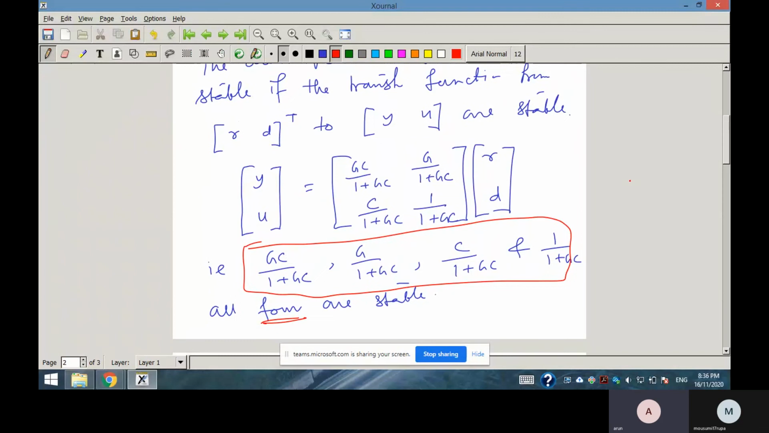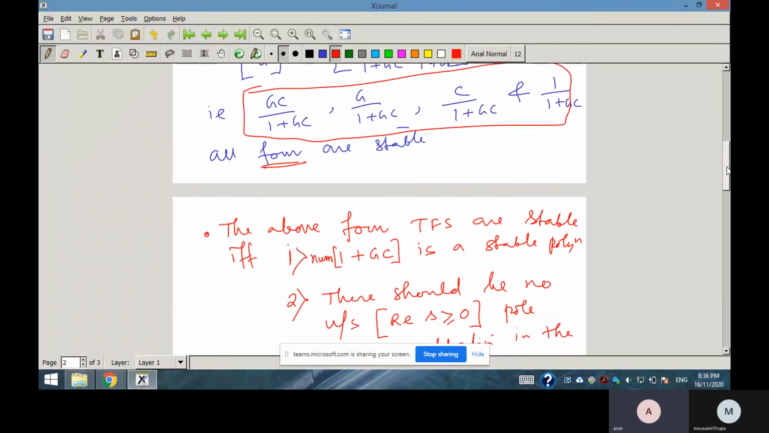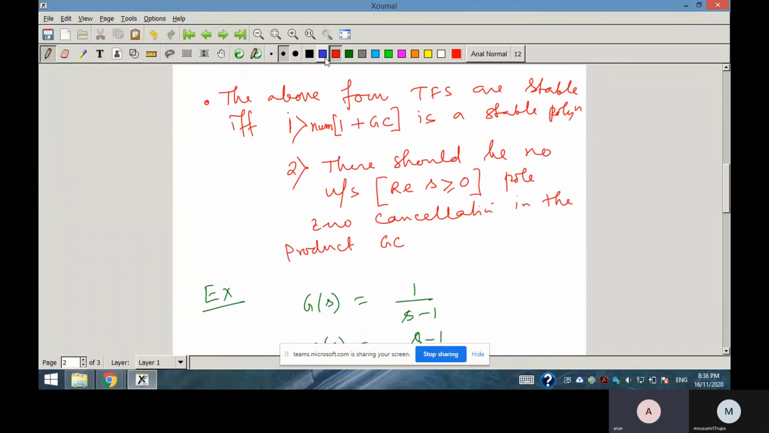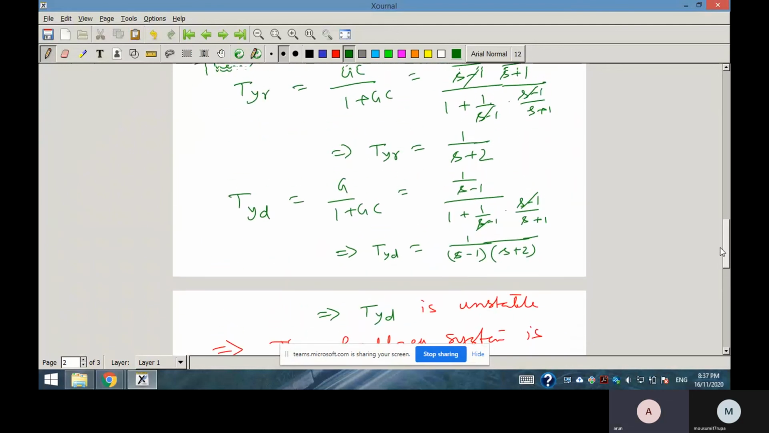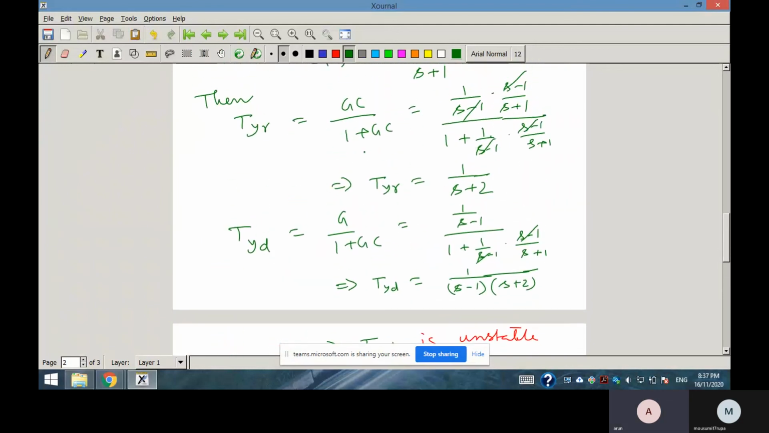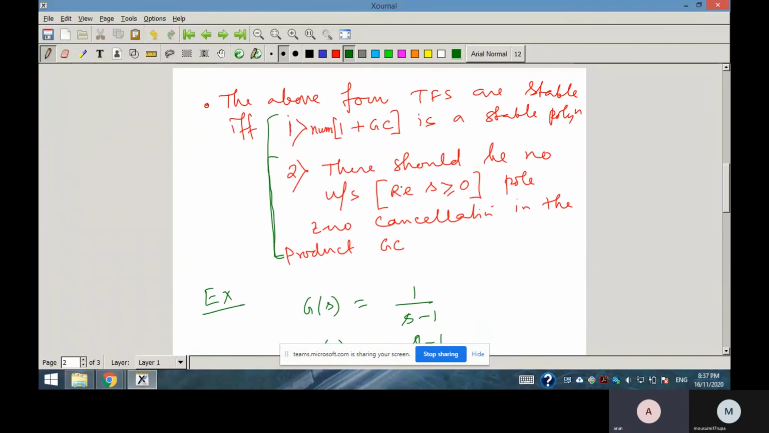Okay, so the necessary and sufficient condition for internal stability is this one. First, the numerator of 1 plus GC must be stable. If you compute G times C, the numerator of 1 plus GC will be s plus 2. So it is stable. You may think, well, it is stable, but this is not correct. And the second condition is not satisfied.